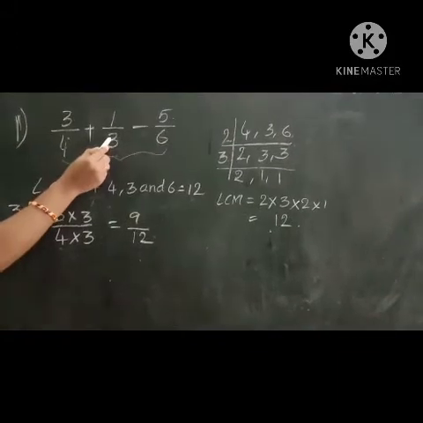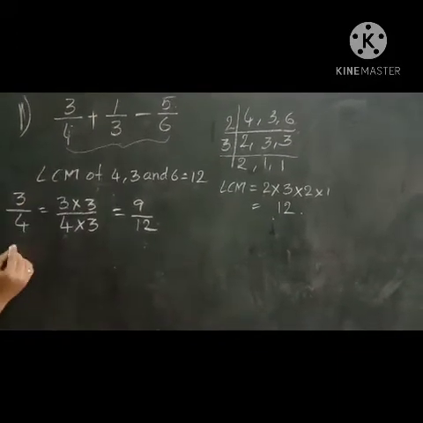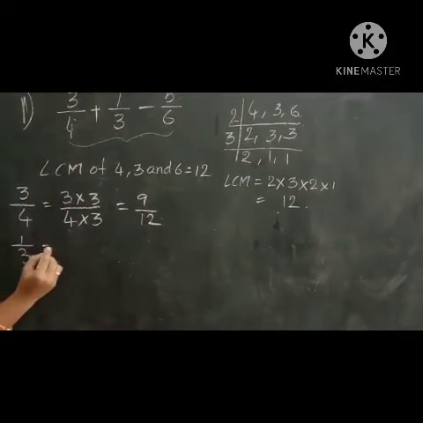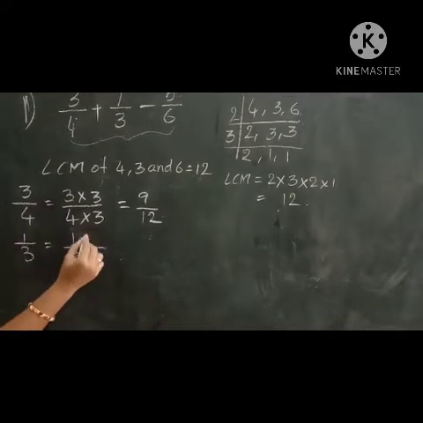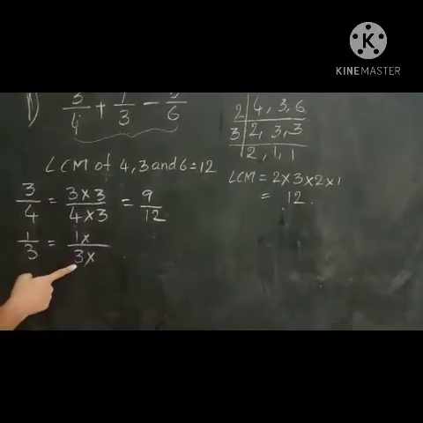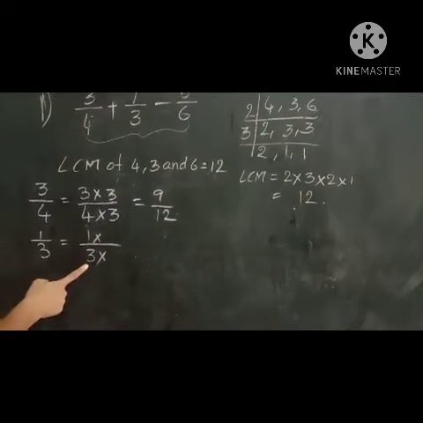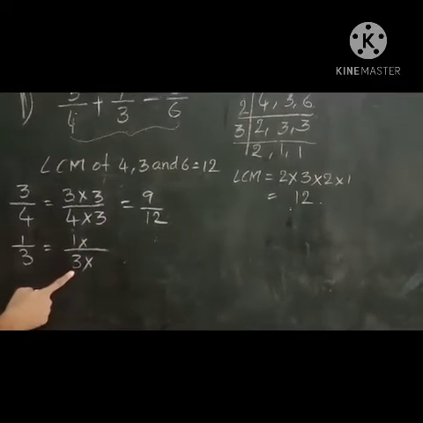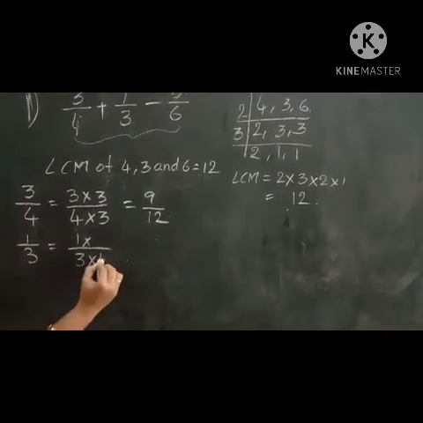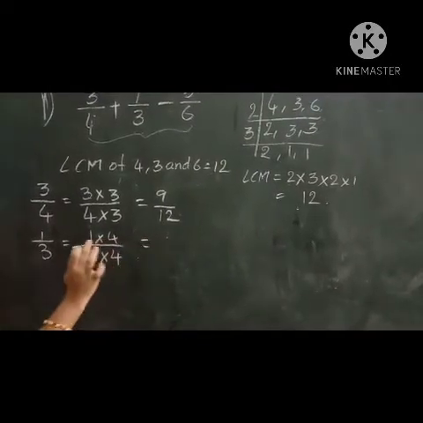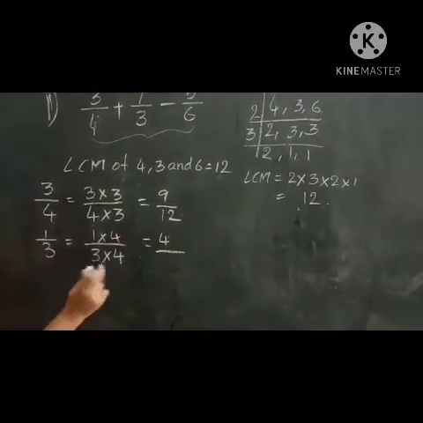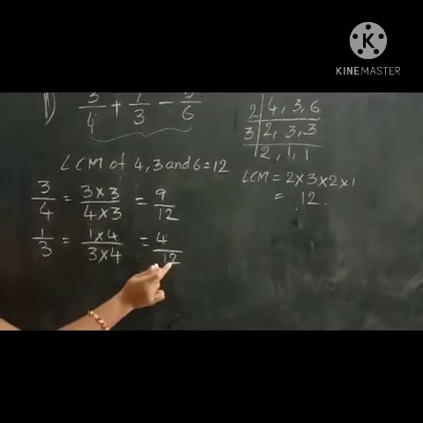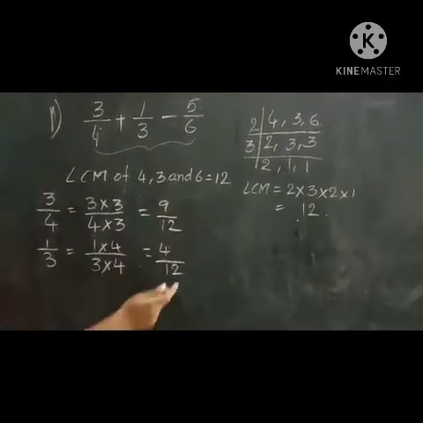Next one, what is the next one here? 1 by 3. 1 by 3 equals 1 by 3 into. In the 3 table, is 12 there or not? How many times? 3 ones are 3, 3 2s are 6, 3 3s are 9, 3 4s are 12. So here write 4. 1 4s are 4. Next, 3 4s are 12. Here the denominator and LCM are both the same.